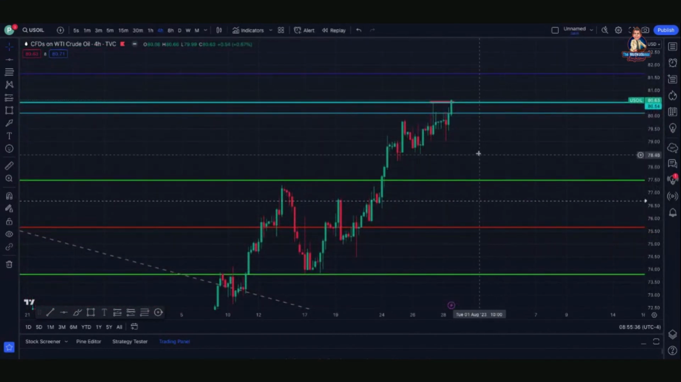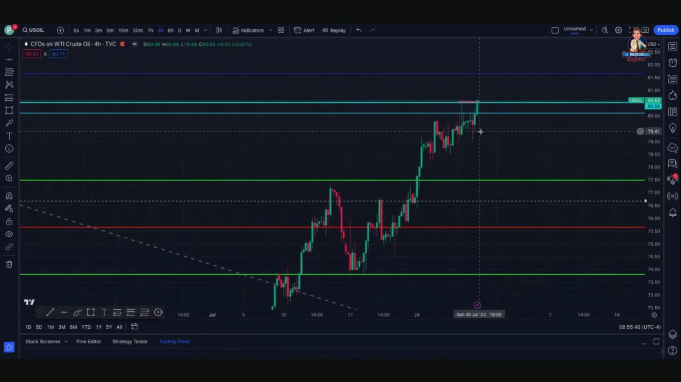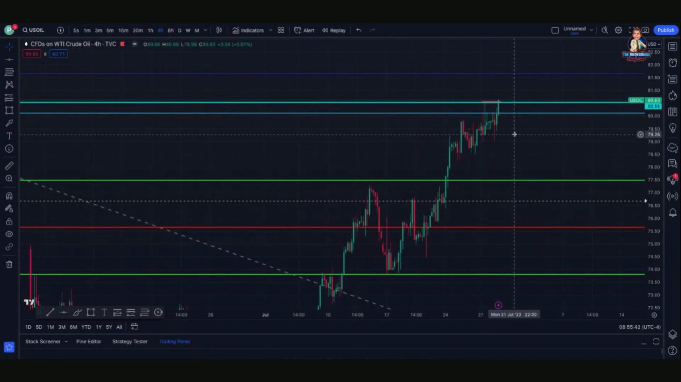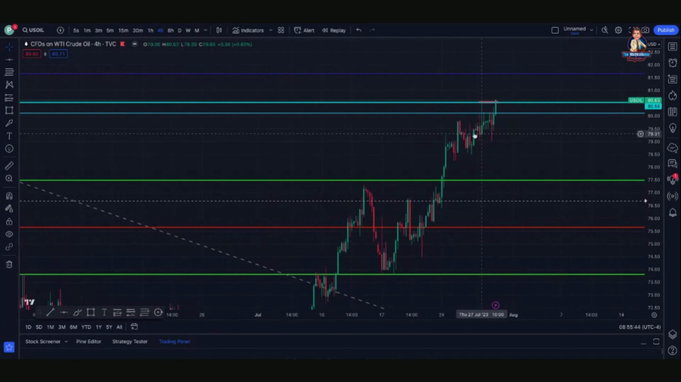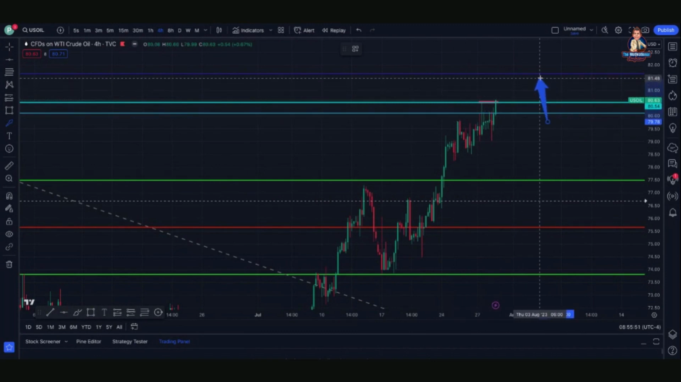We can clearly see that we did close above that 80.50 area. So really, for all intents and purposes, we could see price coming up next to our next fib level, which would be about that 81.69 area, okay? But again, we don't know where the gap is going to open today. We'll be talking about that in just a minute.